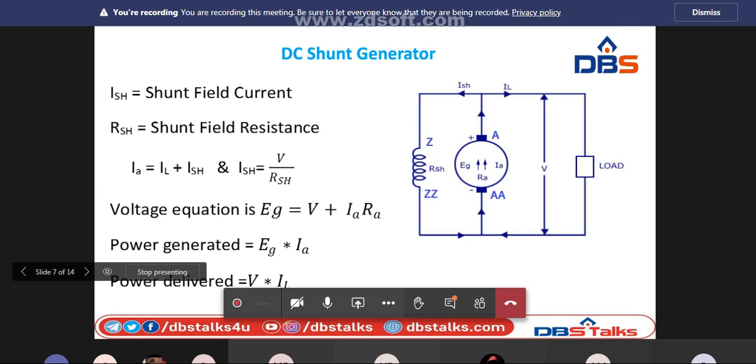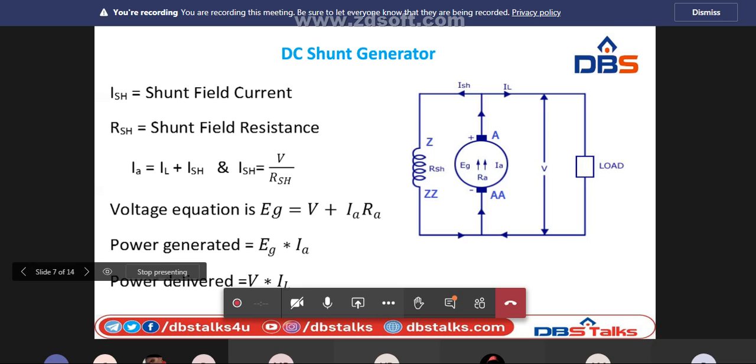A field winding connected in parallel to the armature, such type of generator is called a DC shunt generator. Before, in the separately excited one, there is no separate field, that's why IA is equal to IL. But here, the internal IA will be coming like this and will be distributed like this. IA is equal to IL plus ISH. So incoming current is equal to outgoing currents, right?